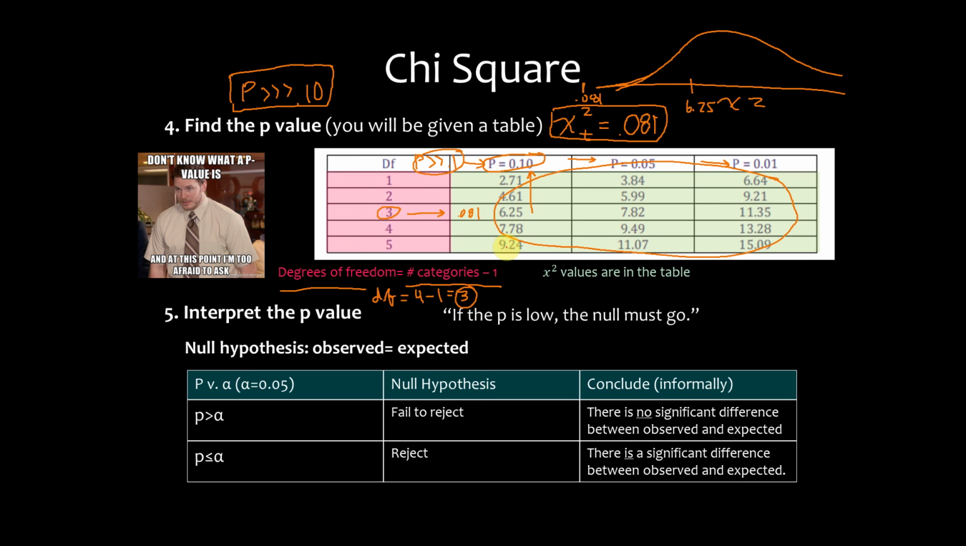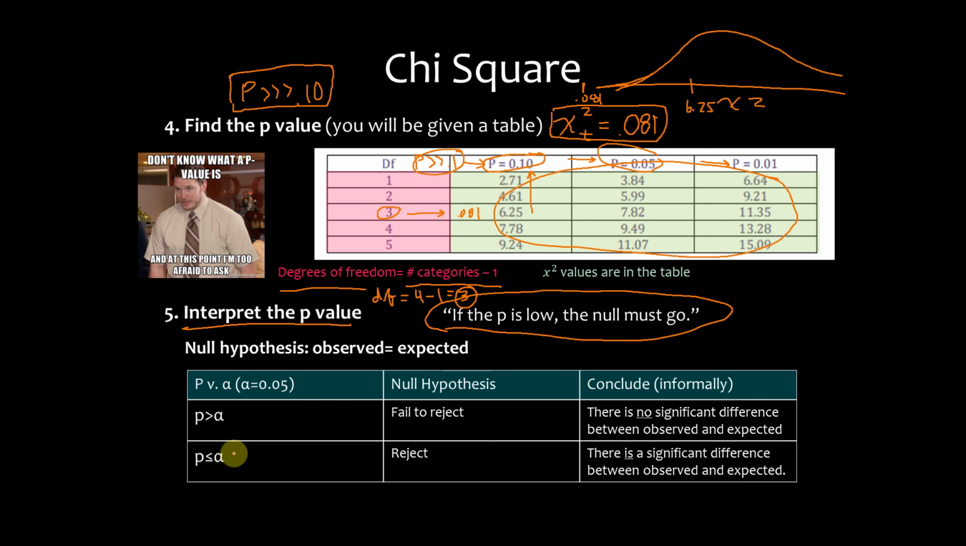Now, let's say that our chi-square value was 7.82, and our degrees of freedom was also 3. Well, we go to 7.82, we'd go up, we'd see our p-value is 0.05. Okay, so that's how you read this table. And the last thing is to interpret the p-value. So you can remember this easy phrase: if the p is low, the null must go.